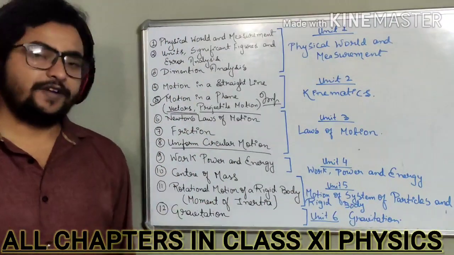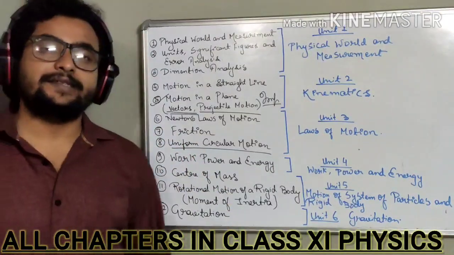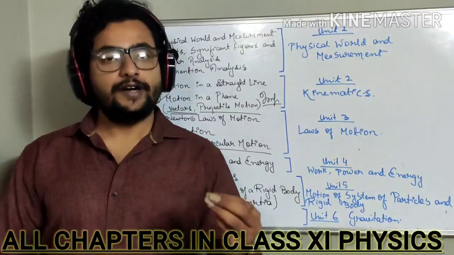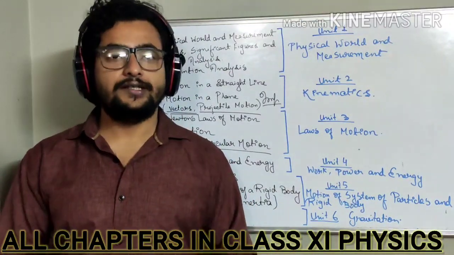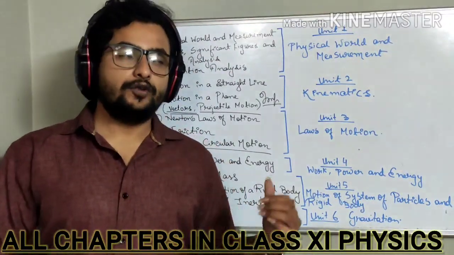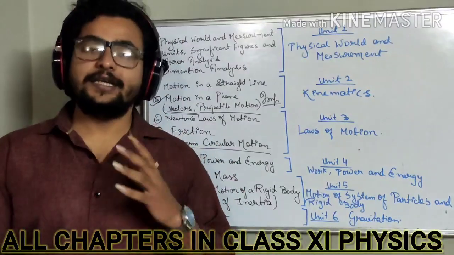The next part is unit 5. Now this unit is also very interesting. The first chapter over here is the center of mass. Now you have read about center of gravity. Center of gravity and center of mass are more or less quite similar. Over here, in center of mass, you will read about the motion of a system of bodies.